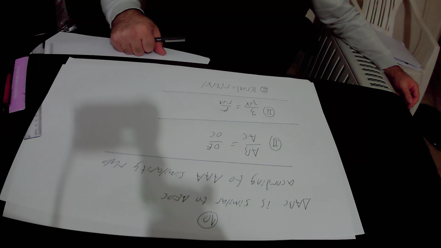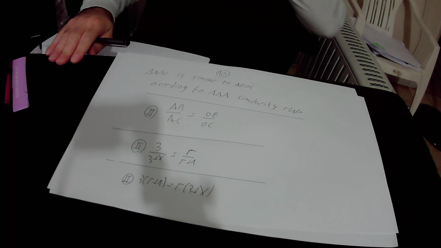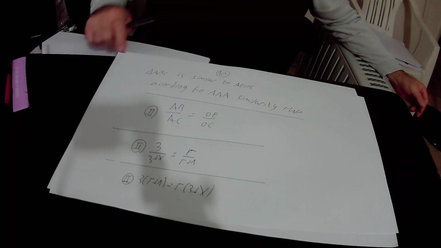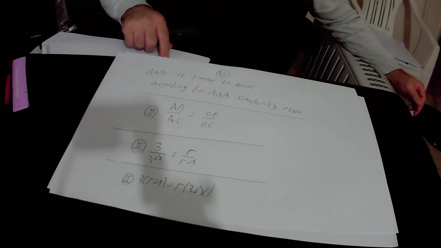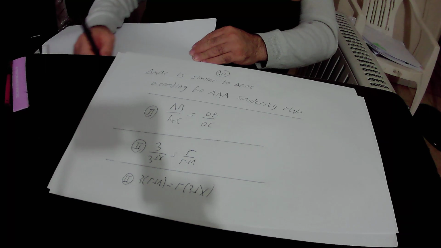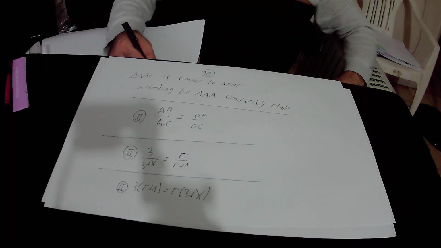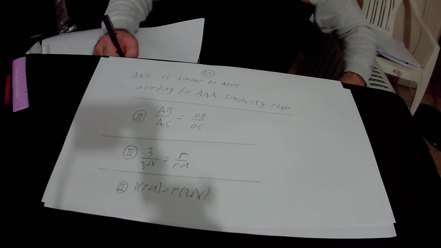Okay, so here we will open the brackets of equation number 2, and we will get that 3R plus 3 equals 3R plus R times x.